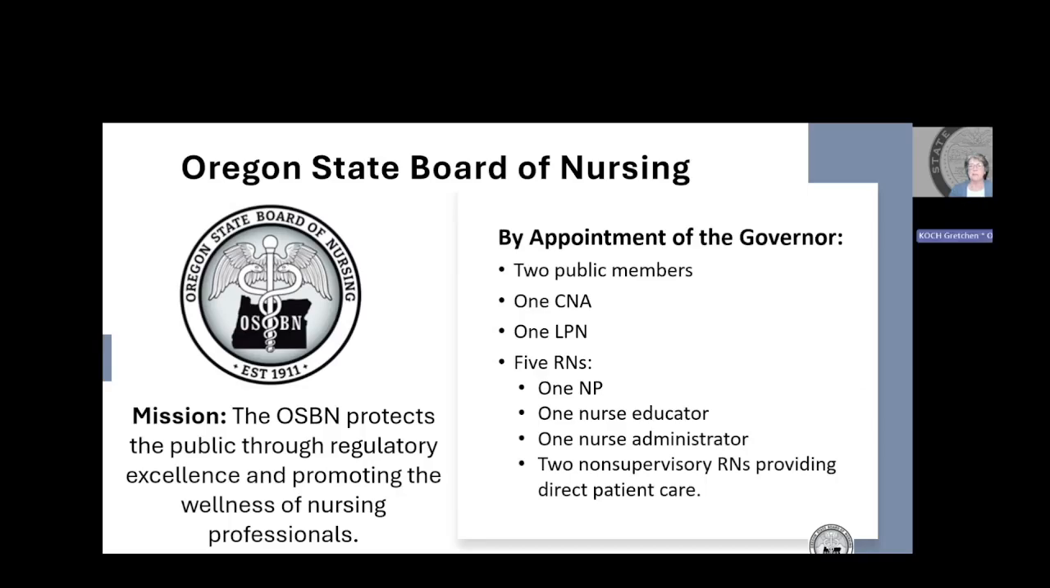The implementation and enforcement of Oregon's NPA has been delegated by Oregon's Legislative Assembly to the Oregon State Board of Nursing. The OSBN, sometimes referred to as the board, is a 9-member nursing regulatory body appointed by the governor. The board is comprised of 9 people, which consists of 2 public members, 1 certified nursing assistant, 1 licensed practical nurse, and 5 RNs, to include 1 nurse practitioner, 1 nurse educator, 1 nurse administrator, and 2 direct care RNs in non-supervisory practice roles. The board members serve 3-year terms, can be reappointed for a 2nd term, and function under the executive branch of Oregon state government.